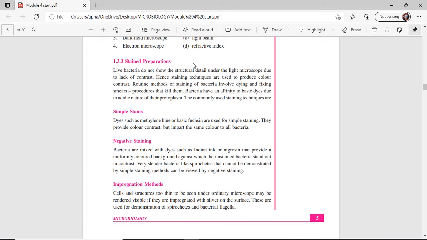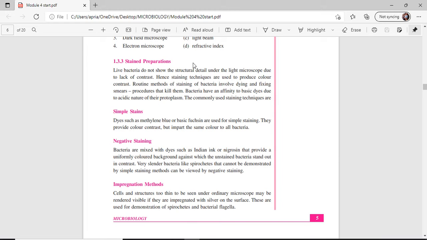First, simple stain. Dyes such as methylene blue or basic fuchsin are used for simple staining. Usually, the name in the laboratory for basic fuchsin is carbol or carbofuchsin. They provide color contrast but impart the same color to all bacteria. Ibig sabihin, you cannot differentiate.